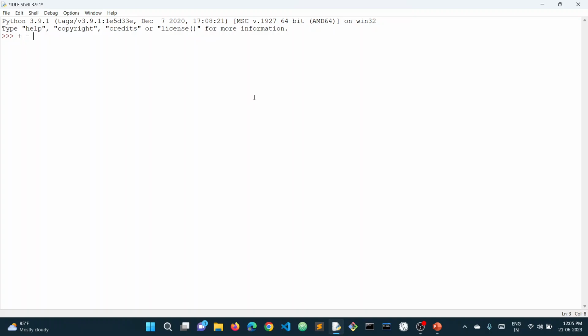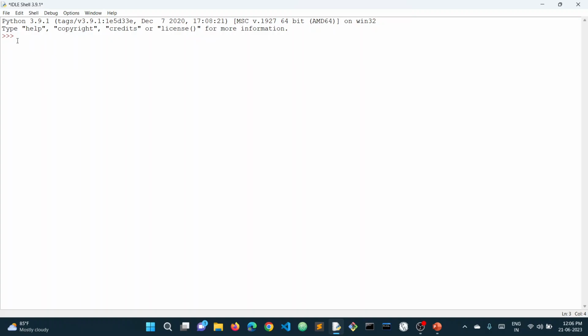So in Python, we have the plus operator, minus operator, and asterisk operator for multiplication, and a division operator for division, modulus operator for modulus of two numbers, and double asterisk operator for raising a number to some power, and double division operator or floor division operator for doing floor division of two numbers. So now let us have a look at them one by one.